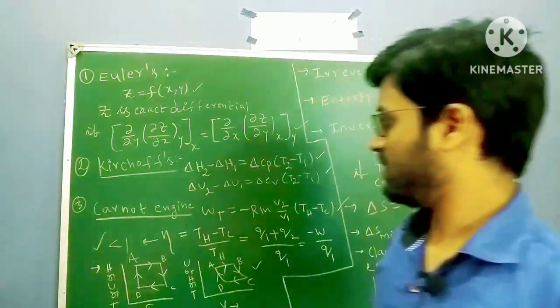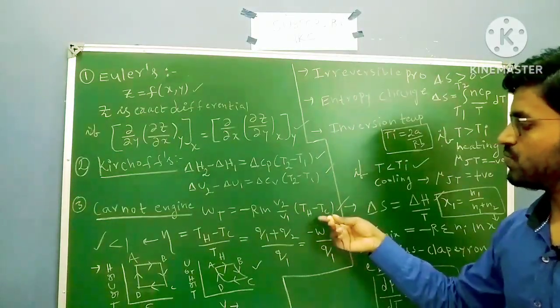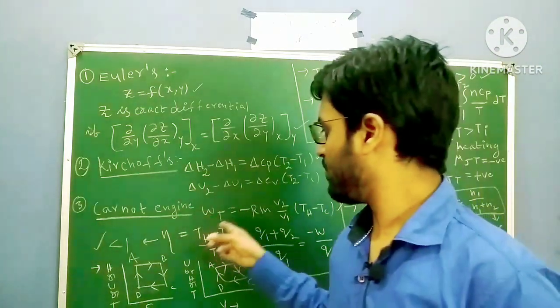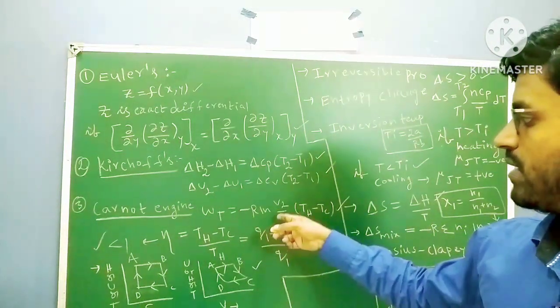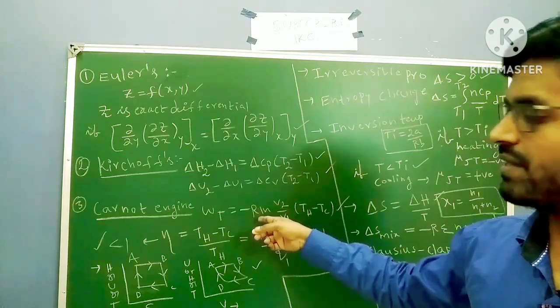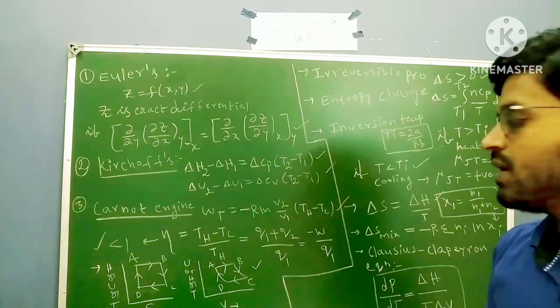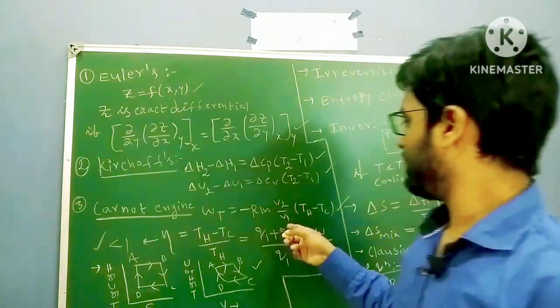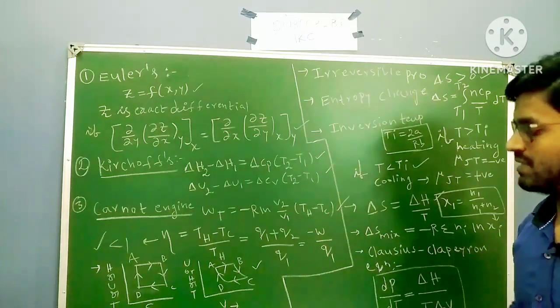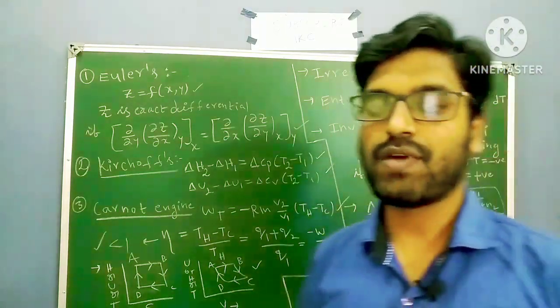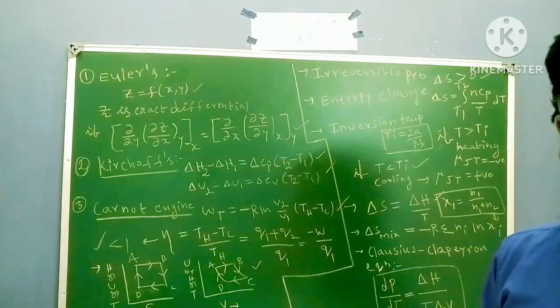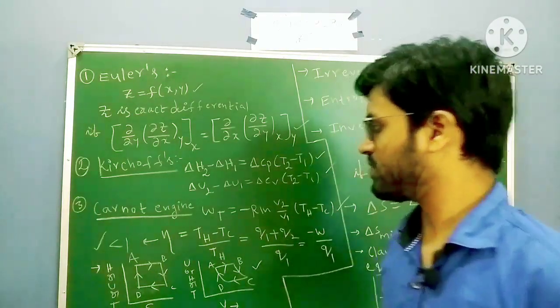Next, Carnot engine. Carnot engine is very important, and this formula is very important. Total work equals minus R ln V2 by V1 into TH minus TC. You have to put the value R equal to 8.314 joule per Kelvin per mole. TH minus TC means temperature of hot source minus temperature of sink.